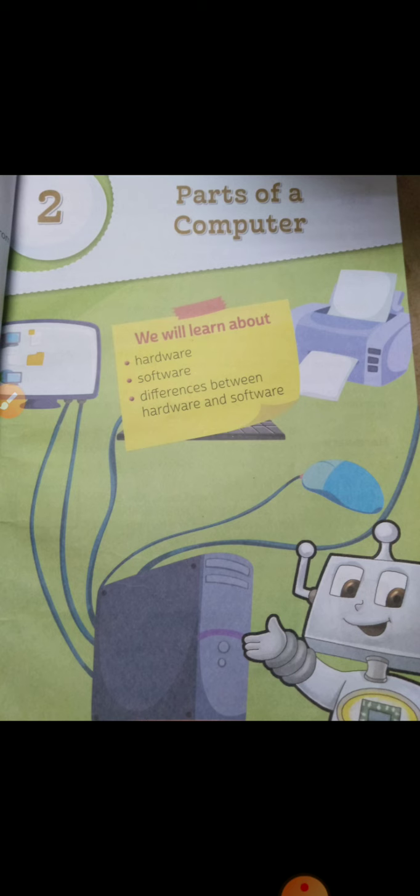Then we learnt about our CPU. CPU is the brain of a computer. It processes the information we have given. And we have learned about the arithmetic and logic unit, control unit and memory unit.